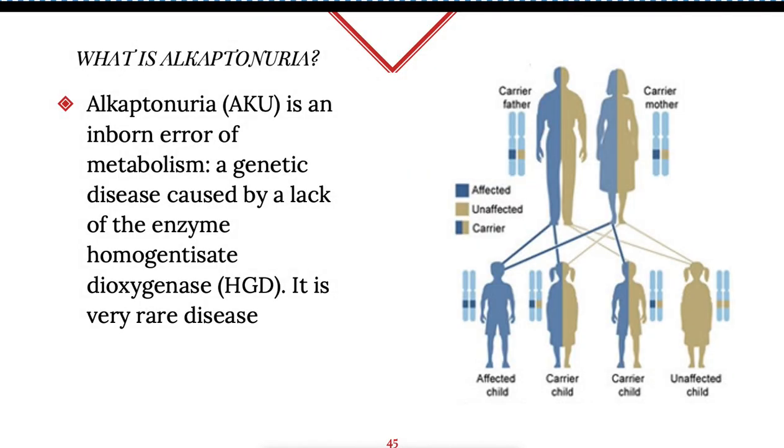And what is alkaptonuria? Today we're going to focus on one genetic disease called alkaptonuria. It is an inborn error of metabolism, a genetic disease caused by a lack of the enzyme homogentisate dioxygenase. It is a very rare disease. Parents can be a carrier mother and a carrier father, and then one of the four children is going to be affected, two of them are going to be carriers, and only one is going to be an unaffected child.